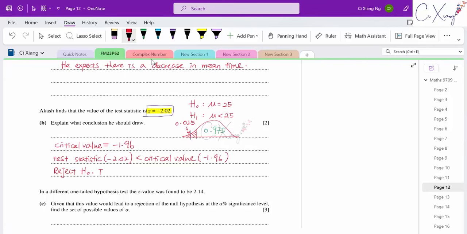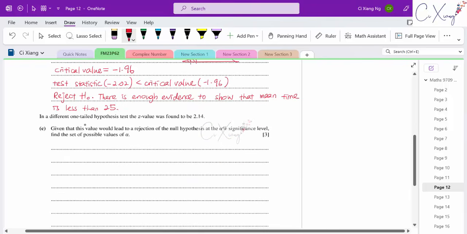So you can say that there's enough evidence to show that the mean time is less than 25. Okay, so this is how we make the conclusion according to the critical value that we have and also the test statistic that we have. Then proceed to part number C.